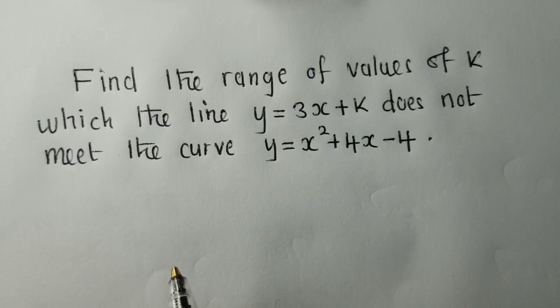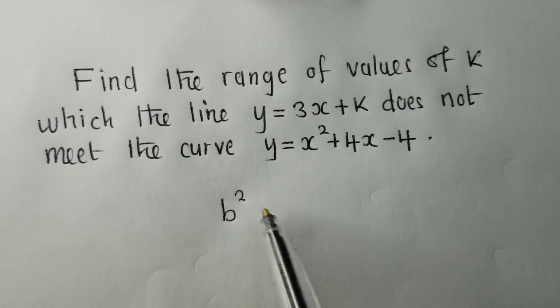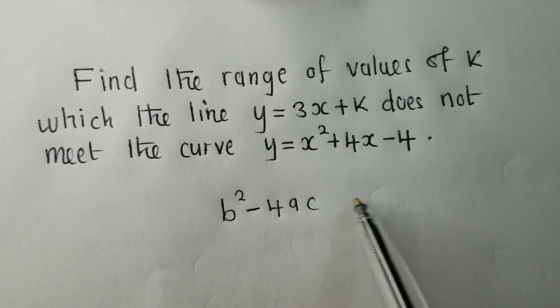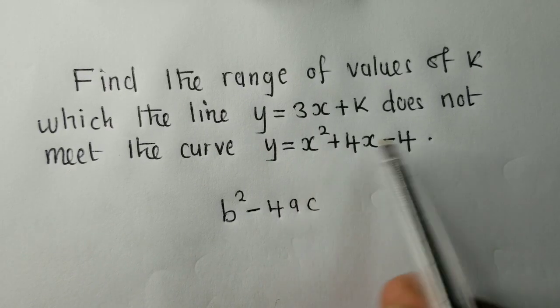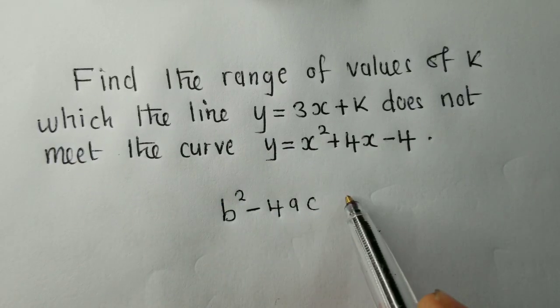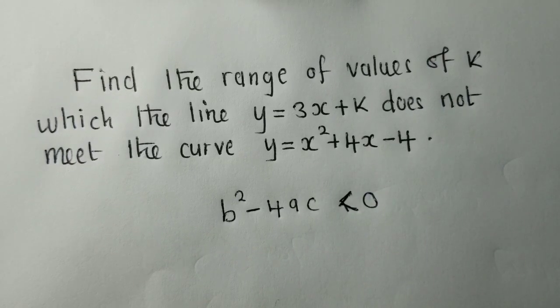To answer this question, we need to know the discriminant. So the discriminant looks like this: b squared minus 4ac. So it's supposed to be less than 0. So this is the discriminant that we need.